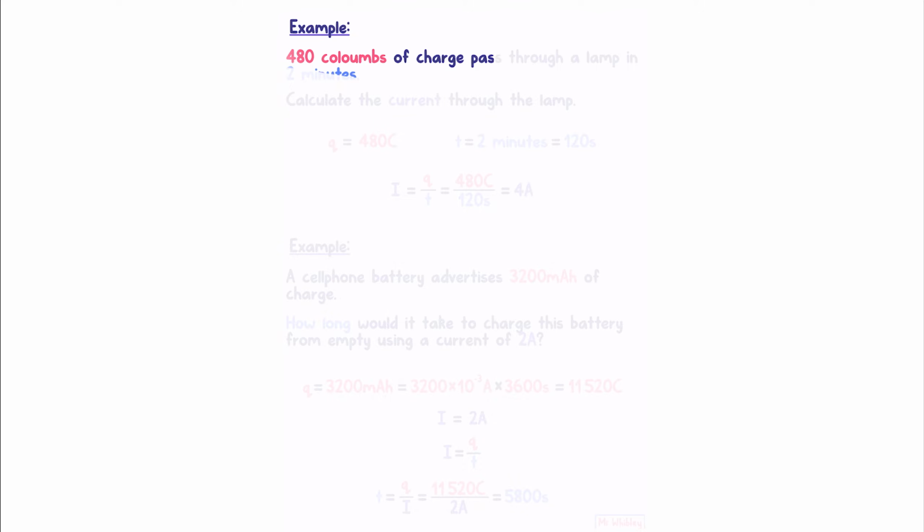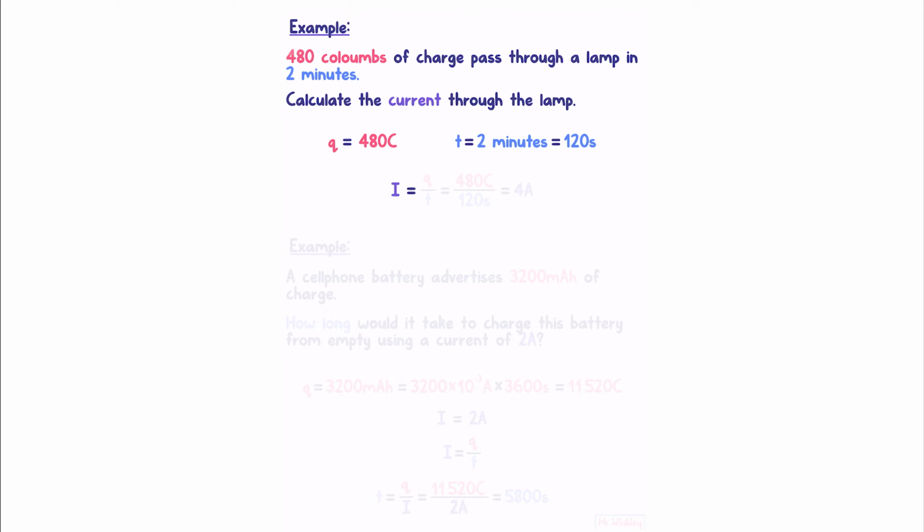Let's now use this in an example. 480 coulombs of charge pass through a lamp in 2 minutes. Calculate the current through the lamp. So we know our charge is 480 coulombs, and we have a time of 2 minutes, which is 120 seconds. Current is charge over time. Putting in those numbers gives us 4 amps.